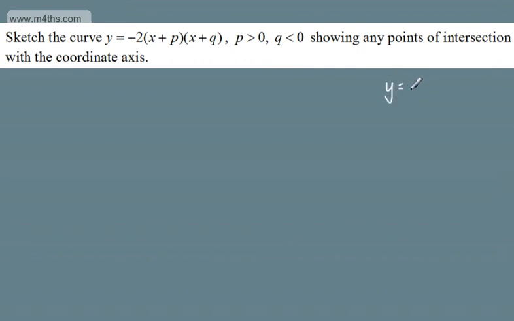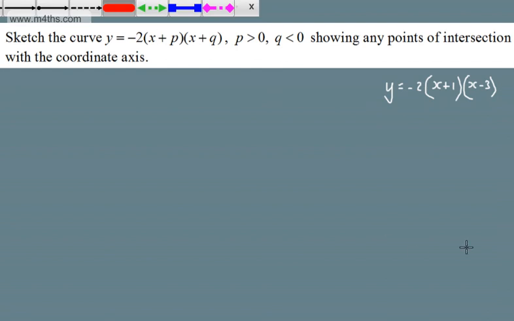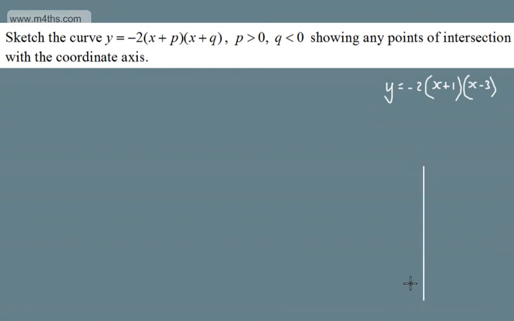We might have y = -2(x + 1)(x - 3). So p is positive, and q is negative. If I wanted to go ahead and sketch this, to find where it crosses the x-axis, I would set y to 0. If we do that, dividing both sides by -2, we'd have 0 = (x + 1)(x - 3). So we've got a solution at (-1, 0) and a solution at (3, 0).